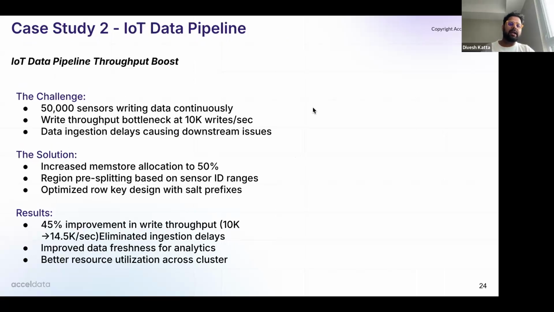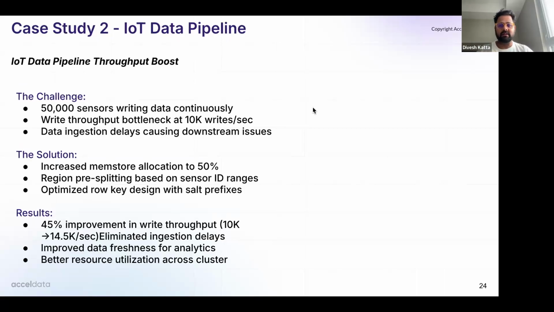Case study 2, IoT data pipeline. IoT workloads are fascinating because they are predictable but challenging, a high write volume problem. A predictable pattern but a strict requirement for data freshness. This company has 50,000 sensors writing data every 30 seconds, creating a sustained write load that was overwhelming.